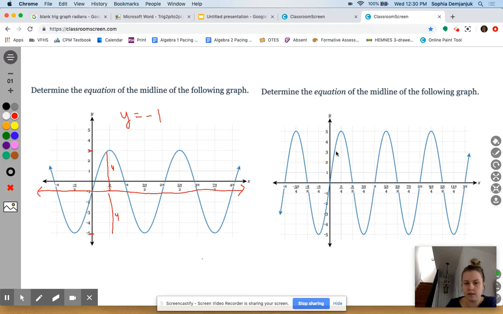You can do that again for the next one. My highest maximum point is at 5. My lowest is at -5, so this total distance is 10. Directly in the middle of that is going to be 5 units down from the top, which takes me directly to the x-axis. We're going to label this as an equation, so y equals, I'm not going up or down at all, it's just at 0.